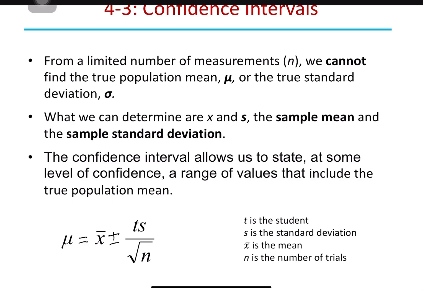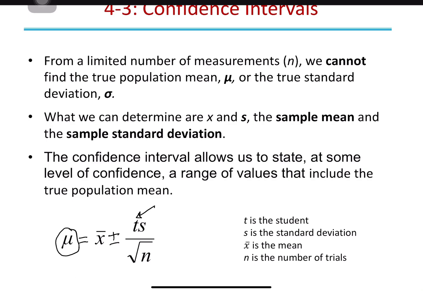So the equation to calculate the confidence interval is: confidence interval equals the sample mean plus or minus t times s divided by the square root of n. So t is basically the t value that we get from the t table, and it defines which level of confidence we are using. So if we are talking about the 95% confidence level, then we will look at the t value at 95% confidence at a certain degree of freedom, depending on the number of measurements.